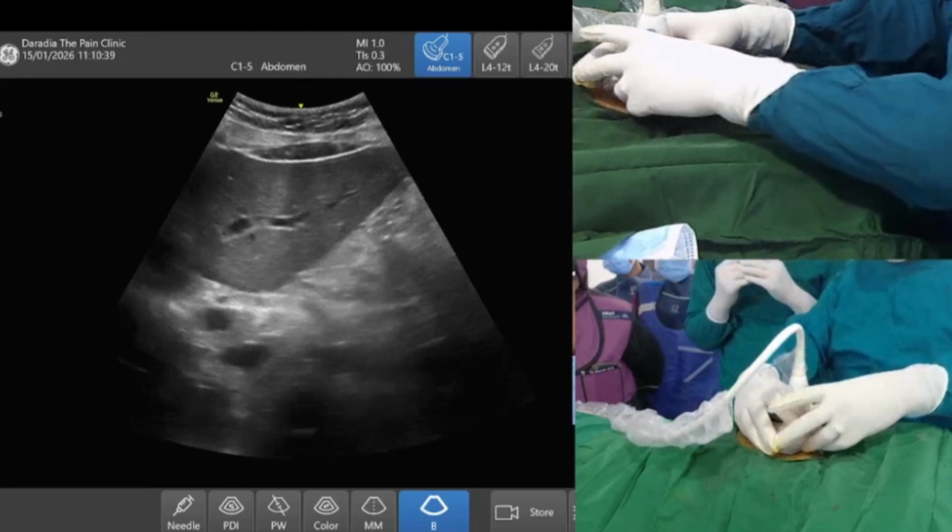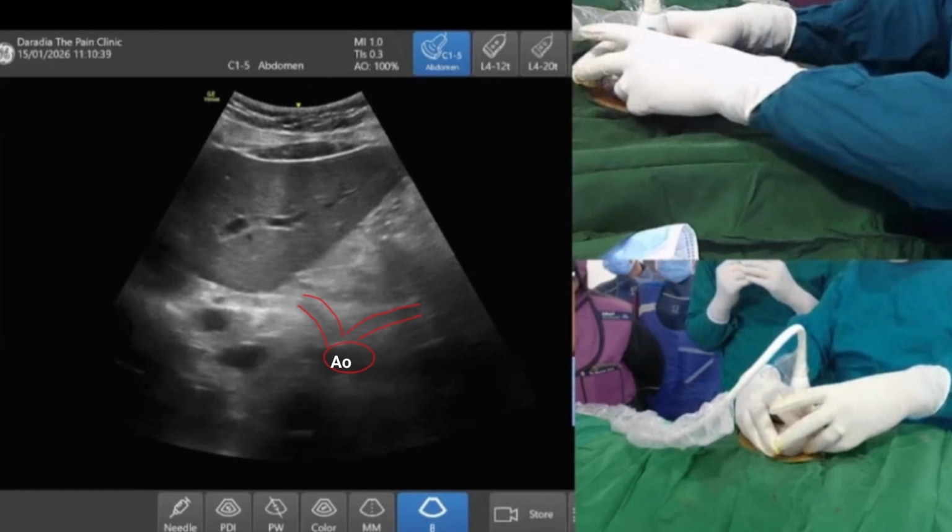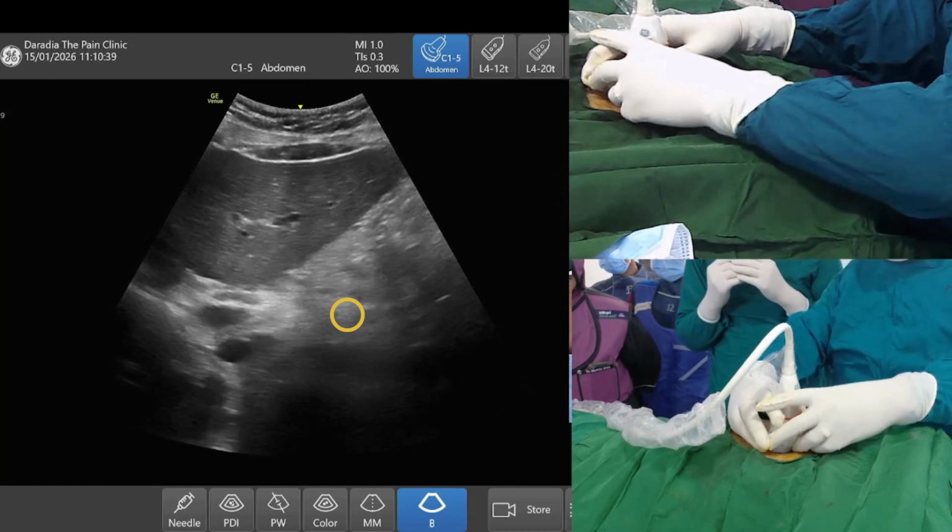In the short axis, you will see the aorta, the inferior vena cava, and the celiac trunk arising anteriorly from the aorta, usually at the level of the L1 vertebral body. You will observe the classic bifurcation of the celiac trunk. One branch is the common hepatic artery, the other branch is the splenic artery. Celiac plexus is just located in front of the branches.